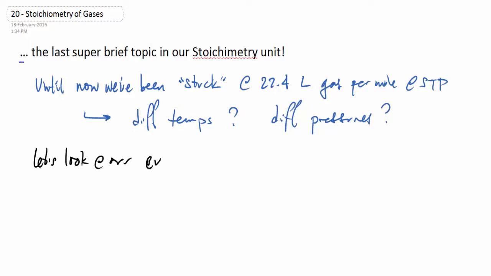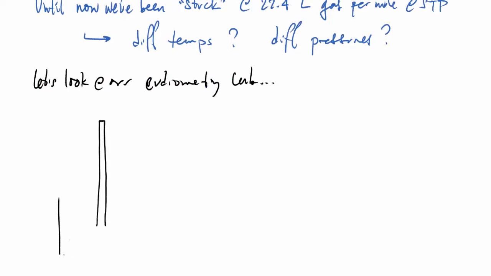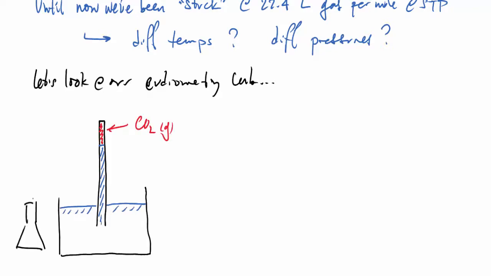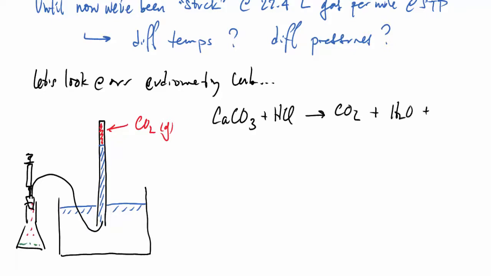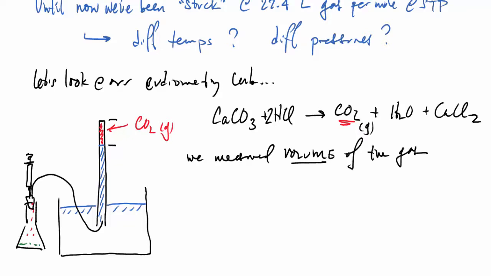So let's look for example at our recent eudiometry lab, where we reacted calcium carbonate and hydrochloric acid releasing some carbon dioxide gas. Here we have the eudiometer in its water bath. The carbon dioxide gas was collected in the top there, and here's the flask that had the calcium carbonate and the syringe that we injected the hydrochloric acid in. So here we have this reaction, it's balanced, and the carbon dioxide gas being released. Now we measured the volume of the gas, and we used the molar volume of a gas at this temperature and pressure, which was not at STP.